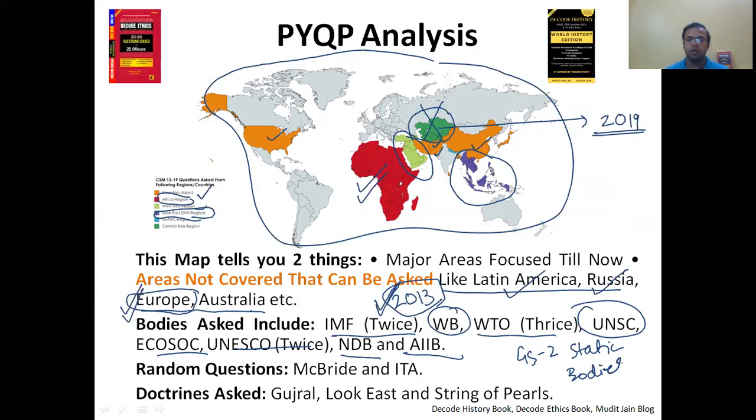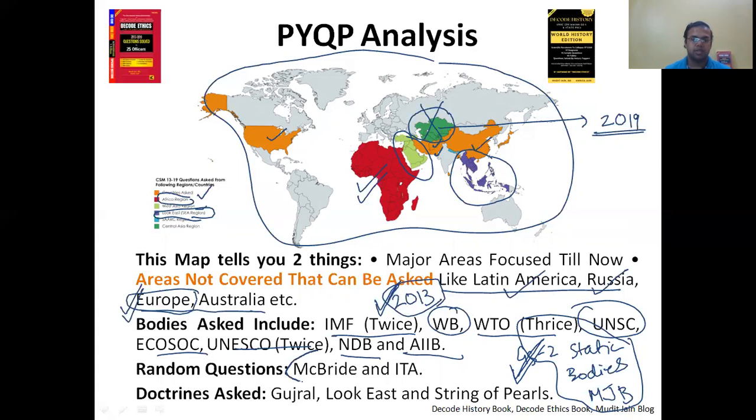Now, simply Google GS-2 static bodies notes Mudit Jain blog. You will find my notes that I prepared for static bodies, but they won't be enough because IR is a very dynamic topic. So even if you are downloading and reading them, update them from current affairs. For example, there are bodies now like the Quad. That body is not available in my notes because my notes are old. So you can download them, but use them only as reference material.